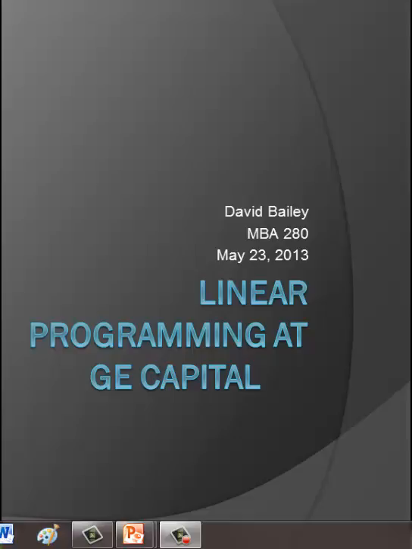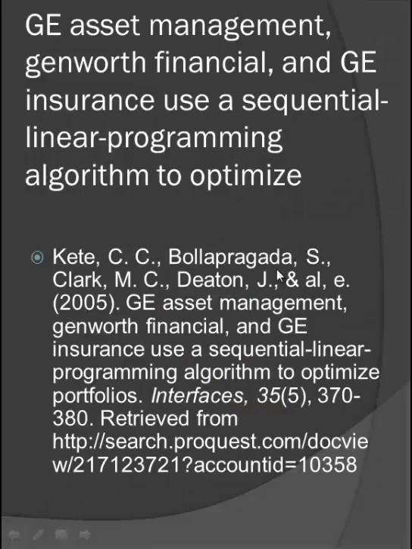This is a linear programming article at GE Capital from the journal Interfaces, titled "GE Asset Management with Kenworth Financial and GE Insurance Use a Sequential Linear Programming Algorithm to Optimize." You can see the reference here below.